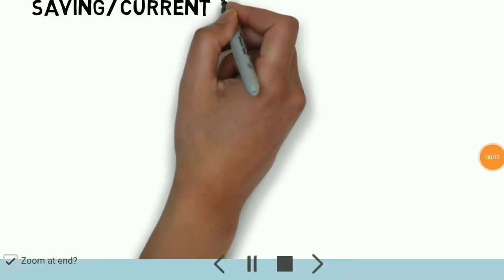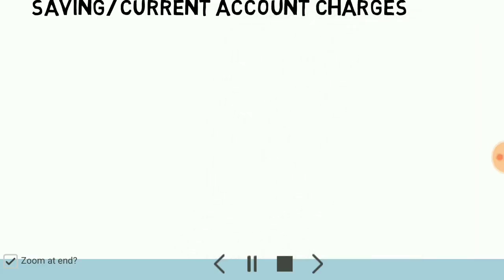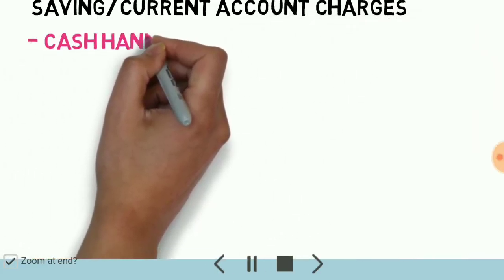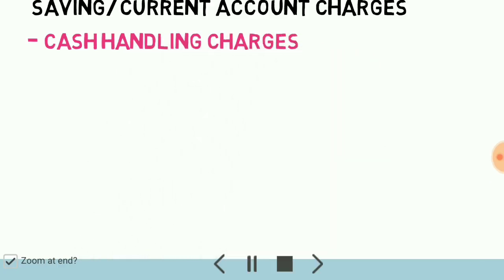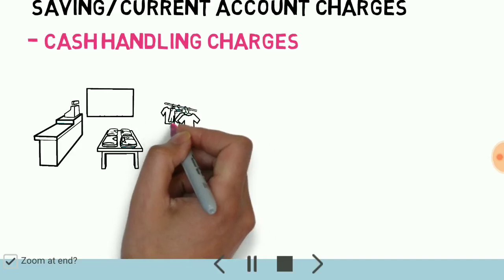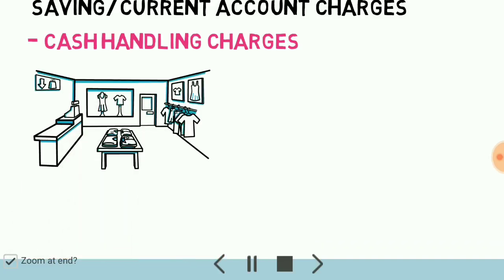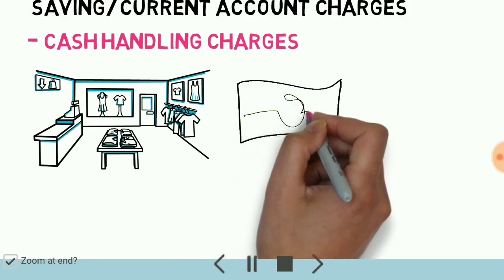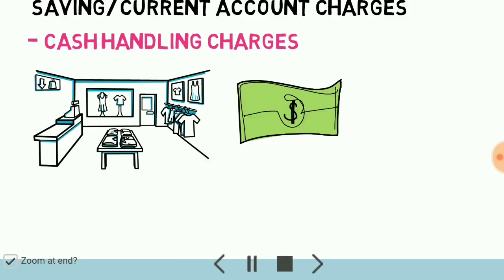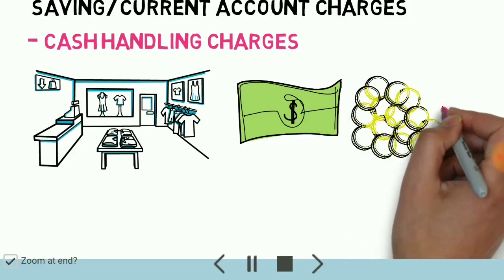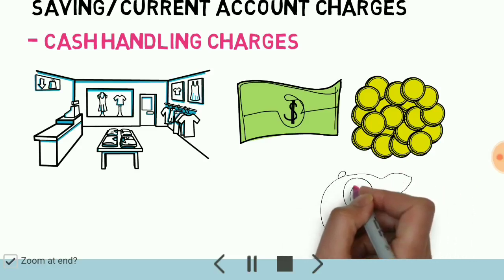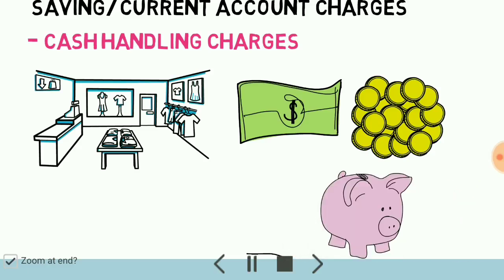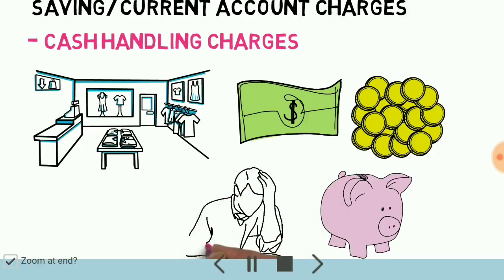Let us discuss another category, which is saving and current account charges. Let's first discuss cash handling charges. Suppose you own a business in which you generally receive cash from your customers, generally in low denominations like 10 rupees, 20 rupees, and 100 rupees, etc. So you go to the bank to deposit these amounts, and due to the small denominations, this requires huge time for the bank official to count and deposit in your account. For this, they will charge you cash handling charges.